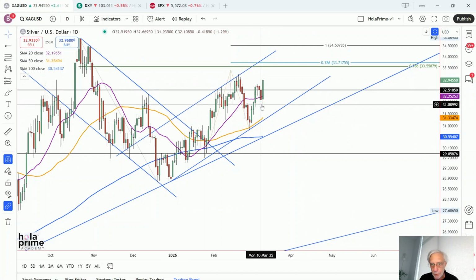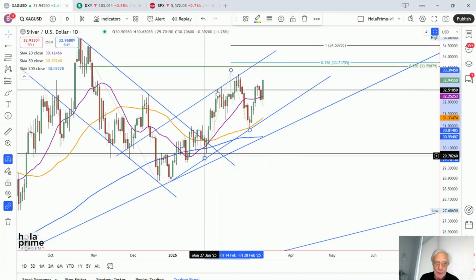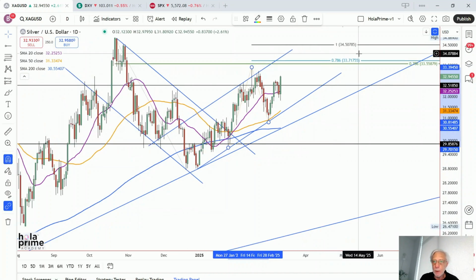Well, it pulled back first, dropped below yesterday's low, bearish, then flipped totally around and closed near the high of the day. So this is a bullish reversal that should have further upside to go. The first target here, 78.6% at 33.56 and 33.72, which is an extension of this A, B, C, D pattern right there. So this is the first zone. The second target zone is up here at 34.51.